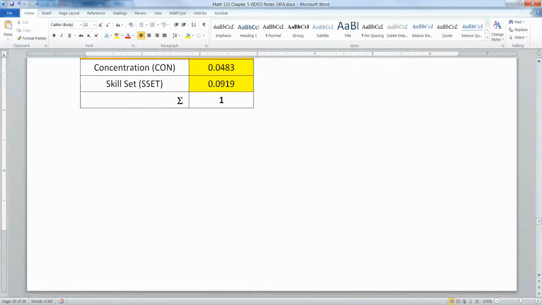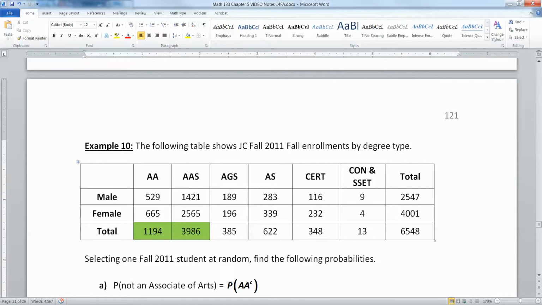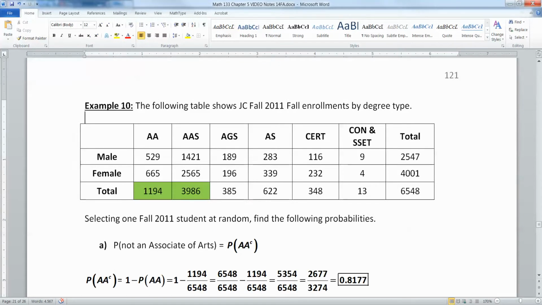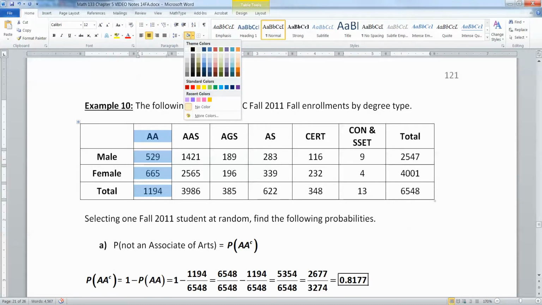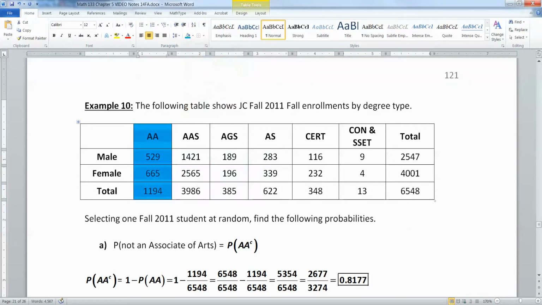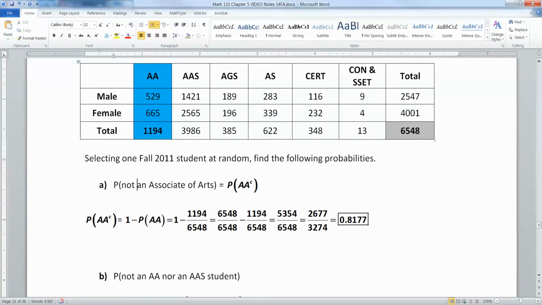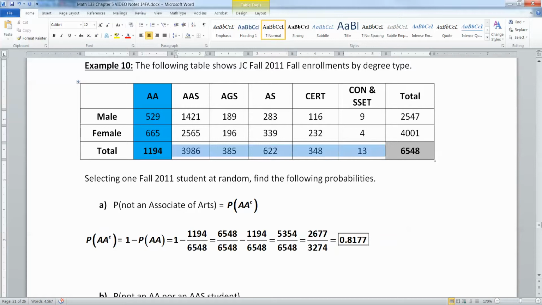All right, so now let's use that same logic, but for a contingency table here. So I have the following table shows JC Fall enrollments by degree type right here. So let me undo this real quick so we can see it. So I want the probability of not getting an associate's degree. In other words, I want an AA complement. So AA is right here. I'm going to highlight that in blue because I did it earlier in blue. And you can see there's 1194. And remember that the grand total for the whole problem is over here on the right. It's 6548. So what you can do is you can say, look, if I don't want AA, I want all the rest of these.